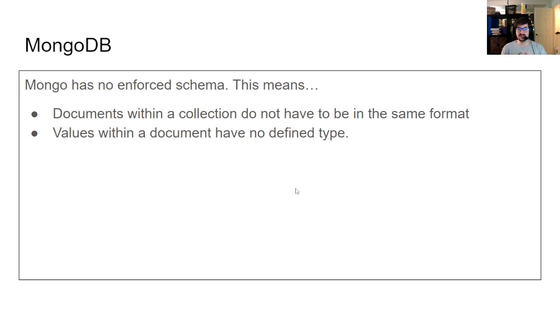Documents within a collection do not have to have the same fields or format. So in SQL, right, we have to declare all of our columns. And we have to say, here's every column that you could possibly have, whether or not it's required, what data type it is, etc. Mongo has none of those limitations. You could have completely different items in a collection, and you could just create them on the fly with whatever data you want. There's also no defined type for a value. So if you set a user's age to a string, Mongo's going to be fine with that.